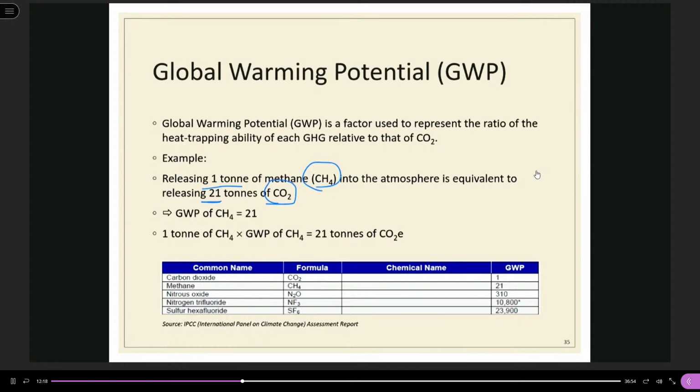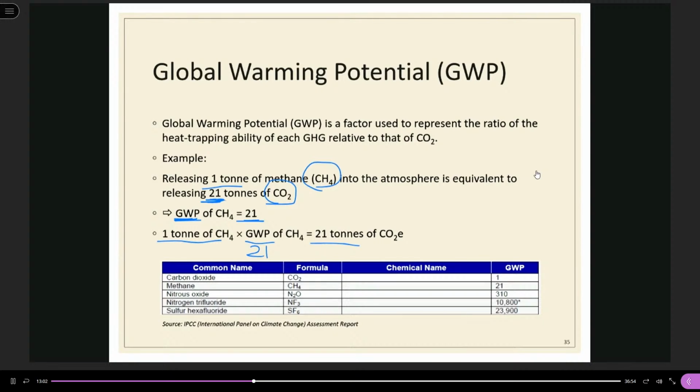So this 21 is the global warming potential. The global warming potential of methane is 21. It means releasing 1 ton of methane is equivalent to releasing 21 tons of carbon dioxide. To do the calculation, 1 ton of methane multiplied by the global warming potential, 1 multiplied by 21, equals 21 tons of carbon dioxide equivalent.